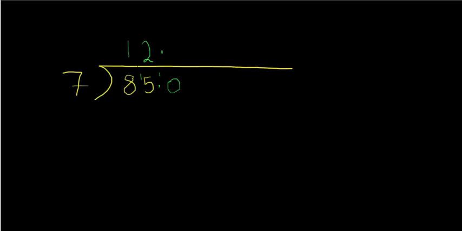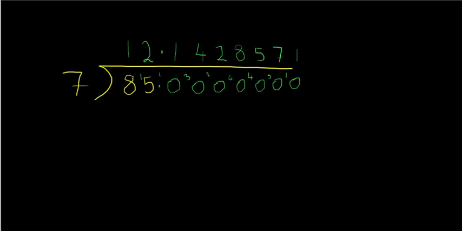7 into 10 goes 1 remainder 3. Keep adding a 0. 7 into 30, well, that's 4 remainder 2. 7 into 20, well, that's 2 remainder 6. 7 into 60, well, that's 8 remainder 4. 7 into 40, well, that is 5 remainder 5. 7 into 50 is 7 remainder 1. 7 into 10 is 1 remainder 3. 7 into 30 is 4 remainder 2.